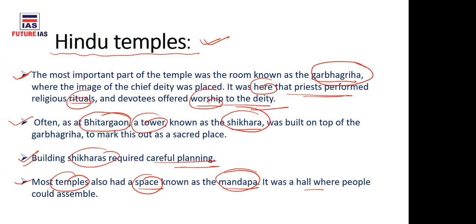And garbhagriha means the room where the main deity is placed, and where the pandit is present, right? Who can perform certain rituals, certain worship, right, to the god.